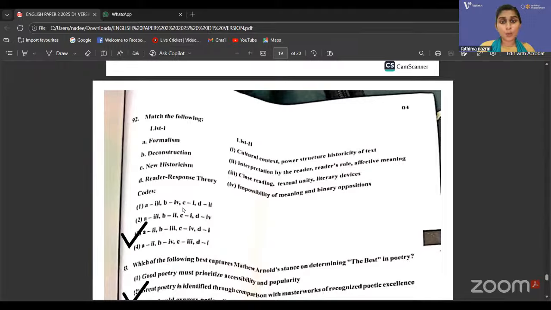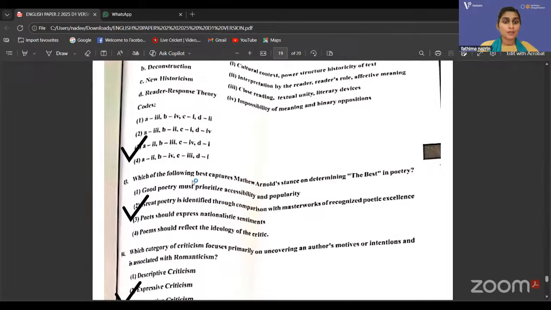Then C1, new historicism is about analyzing a text in its cultural context. So, cultural context, power structure, historicity of text. Now, reader response theory, from the very title, you can understand interpretation by the reader, reader's role, affective meaning. All these are central to reader response theory. So, 92nd question, the right answer is option number 1.